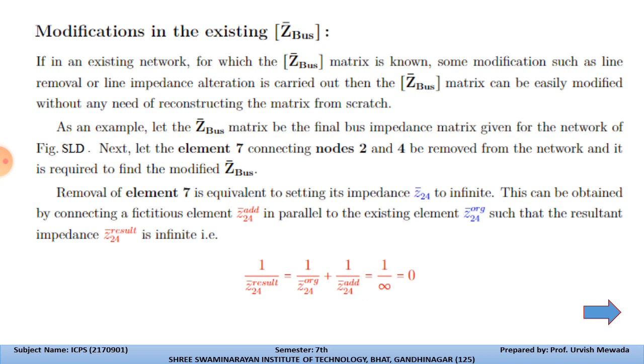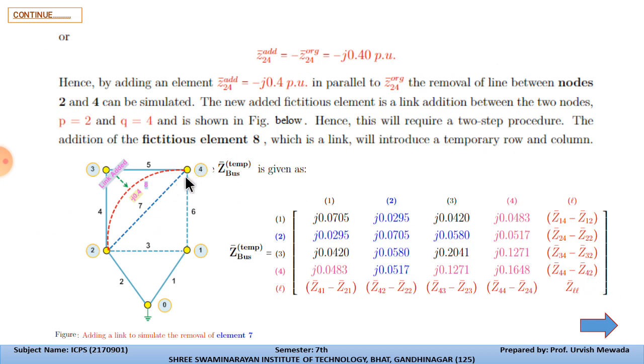Here, removal of element number 7 is equivalent to setting its impedance Z24 to infinite. This can be obtained by connecting a fictitious element Z24 in parallel to the existing element. Let us see how it can be connected. This is the parallel element, which is the link which is added. So for this, Z24 addition is equal to Z, just a minute.